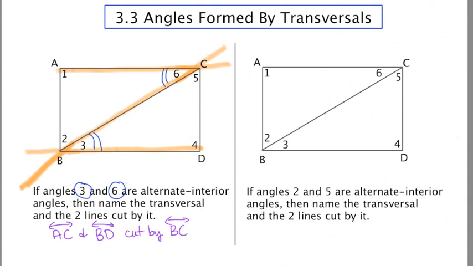Okay, so let's try it again. Here they have us looking at 2 and 5. So I'm going to put a tick mark by 2 and a tick mark by 5. I'm going to get out the highlighter. I don't know if that took. I'm going to try it again. So I'm going to highlight this. I'm going to highlight this. And I'm going to highlight this.